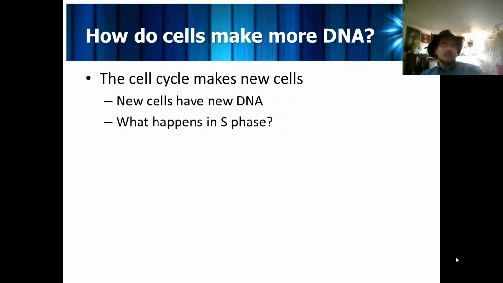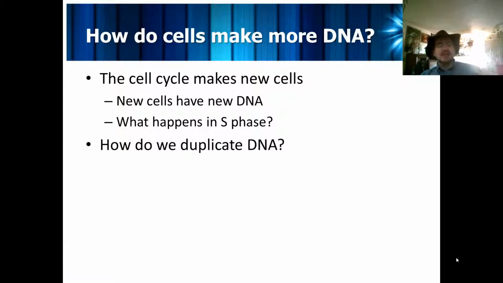So how do you go about making that exact copy? How do you duplicate DNA? And the answer is the process of DNA replication. And DNA replication involves the use of complementary strands. So complementary strands deal with the fact that DNA is double-stranded.